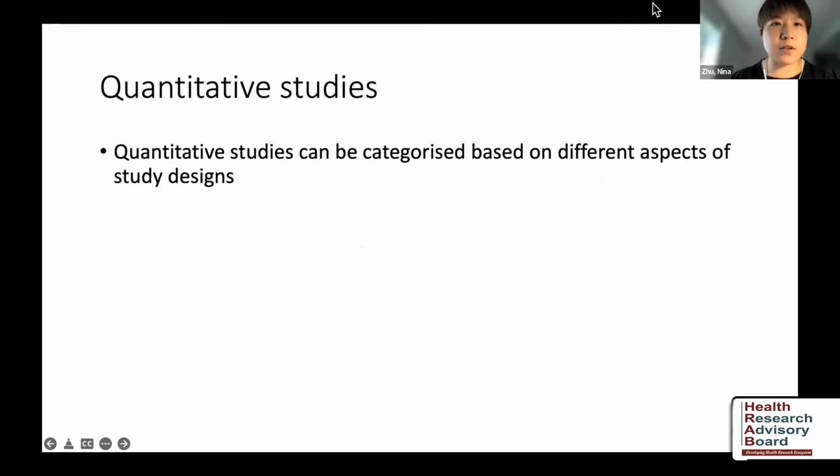There are different types of quantitative studies, and sometimes terms have been used interchangeably and cause a lot of confusion. But overall, quantitative studies can be categorized based on different aspects of study designs. So mainly, it's about what the focus is. And please keep in mind that there is no perfect study design, or perfectly right or perfectly wrong. It really depends on the purpose, and every single type of study design will come with its own limitation.